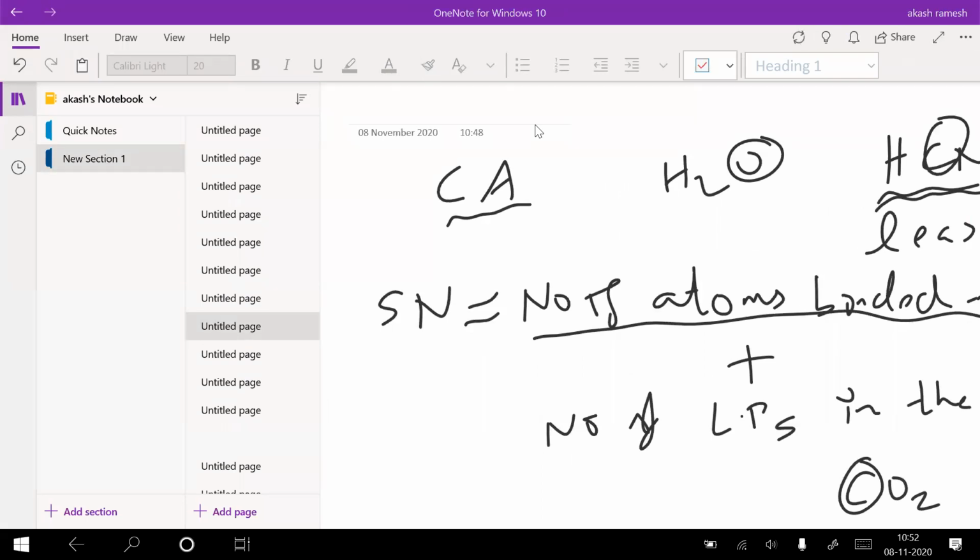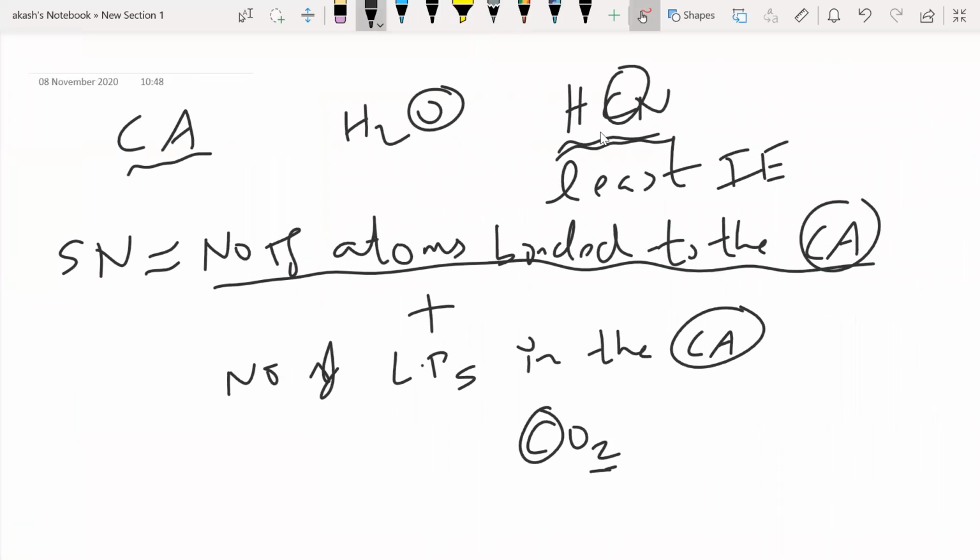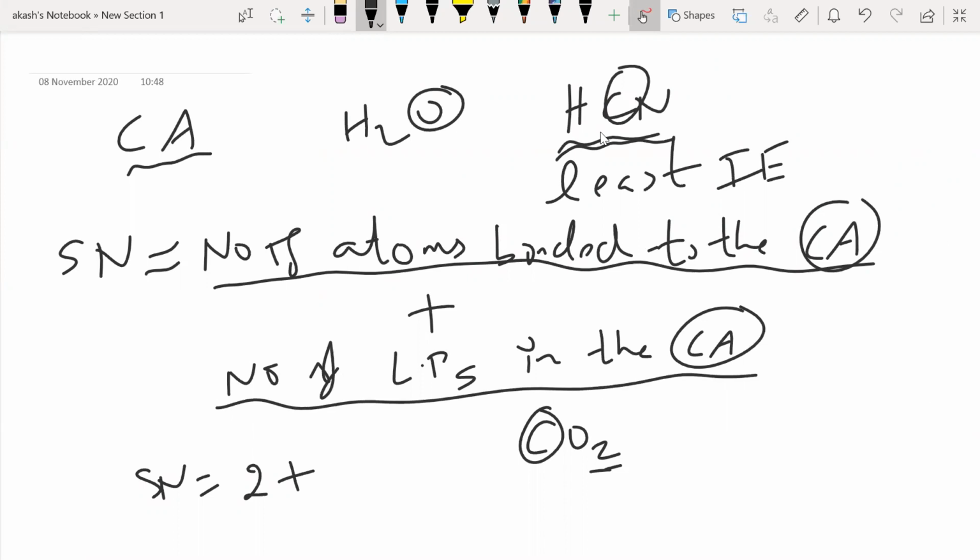2. Yes, 2, isn't it? There are 2 oxygen atoms attached, right? So the steric number for this molecule will become 2 plus there is one more component, that is the number of lone pairs on the central atom. What is that number? Is there any lone pair on carbon here? No, sir. No, right? 0. So the steric number is 2.